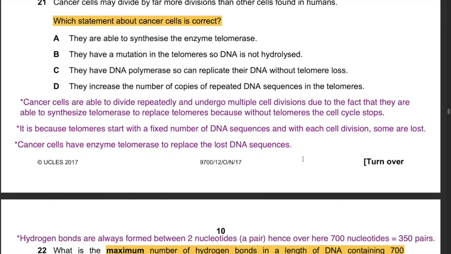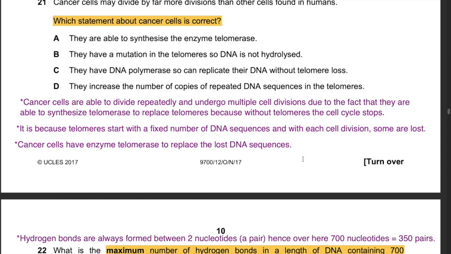Question 21. Cancer cells may divide by far more divisions than other cells found in humans. Which statement about cancer cells is correct? A key thing you must know is that cancer cells are able to divide repeatedly and undergo multiple cell divisions due to the fact that they are able to synthesize telomerase, which is an enzyme that replaces telomeres, because without telomeres the cell cycle stops. Telomeres are the only ones which aid the cancer cells to keep on dividing and dividing. So the answer over here must be answer A.